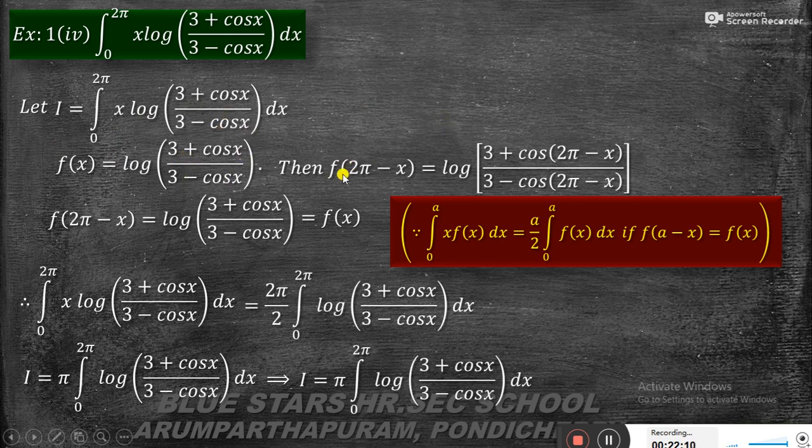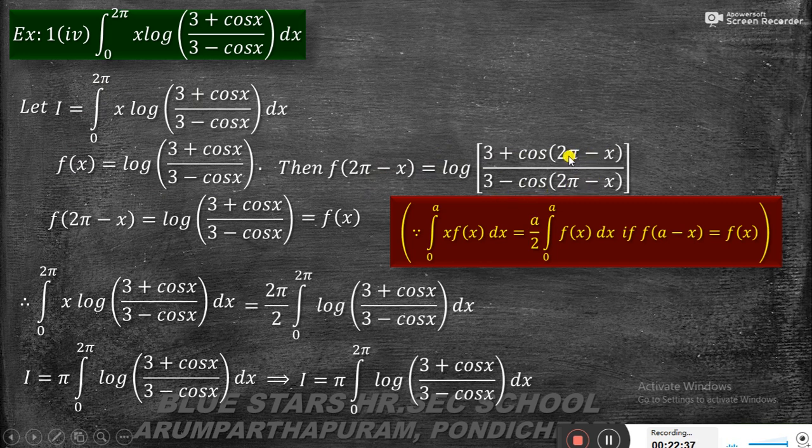And next then f of 2 pi minus x, because the interval is 0 to 2 pi. So that means here I apply f of a minus x means f of x. So a equal to, here the limit is 0 to a, means a equal to 2 pi. So 2 pi minus x. So f of 2 pi minus x equal to log of, I substitute in place of x the 2 pi minus x. So log of 3 plus cos of 2 pi minus x, 3 minus cos of 2 pi minus x.